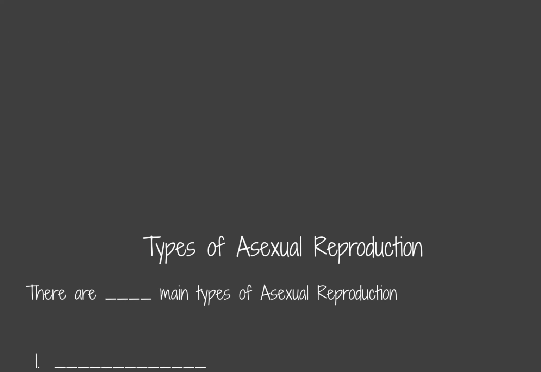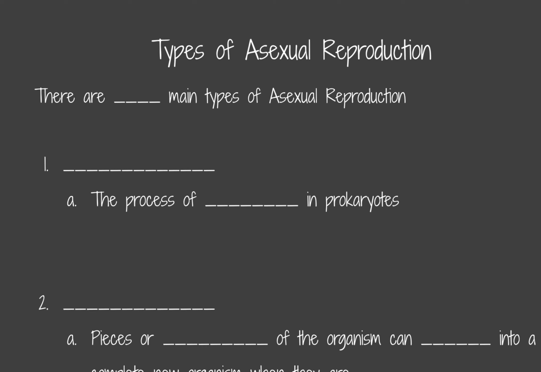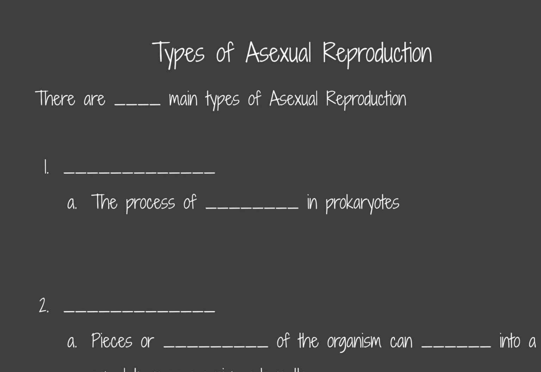All right. Let's now look at the different types of asexual reproduction. There are 6 main types. The first is binary fission.